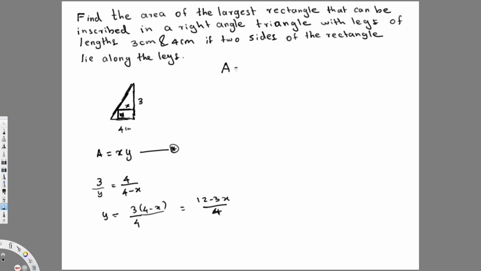So if I substitute, I will get x times 12 minus 3x over 4, which is going to give me 12x minus 3x squared over 4. This is equal to A. And since they're asking for the maximum area that we can create, we have to find the critical numbers.